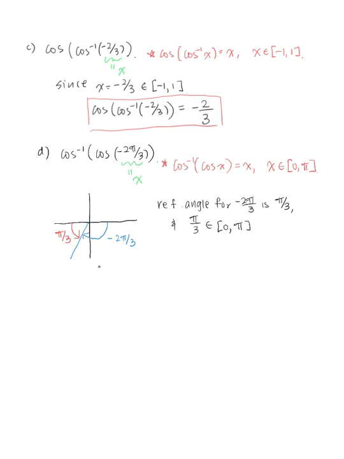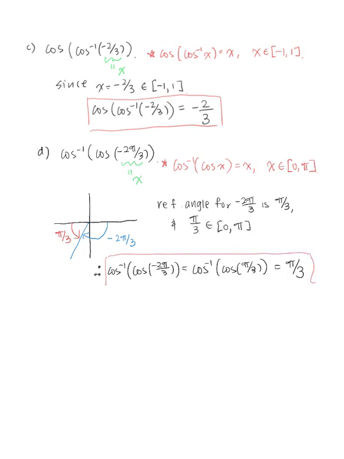So therefore, cosine inverse of cosine of negative 2 pi over 3 is cosine inverse of cosine of pi over 3. Now cosine inverse of cosine of pi over 3 is going to give us just pi over 3. So let me just box this whole thing. Oh, sorry. And that's our answer.